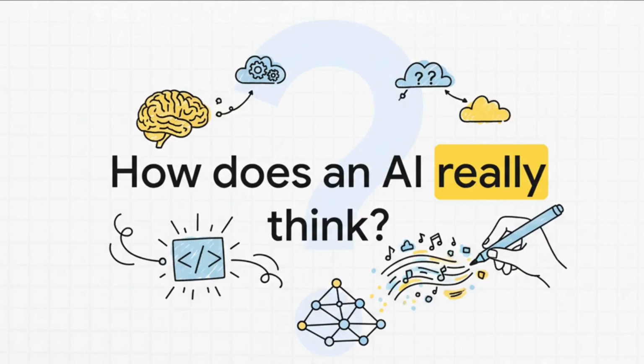So, we ask AI to do all sorts of things, right? Write stuff for us, code, create art. But how does it really do it? I mean, what is actually happening inside those incredibly complex neural networks when it decides one word should follow another? Honestly, that's one of the biggest questions in technology right now.